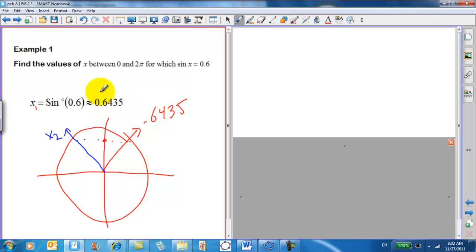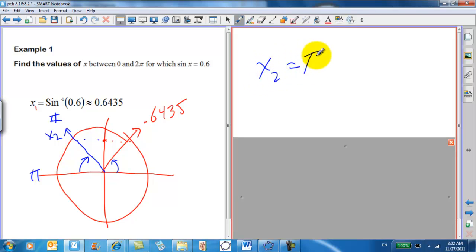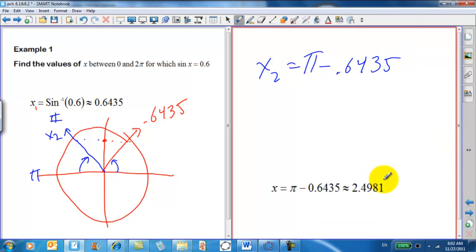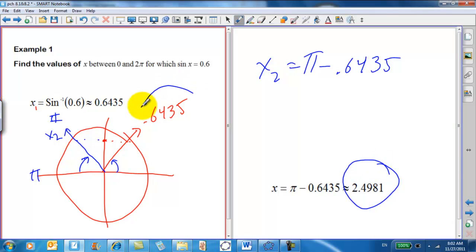Well, we can think of what the calculator gave us as the working angle here, and so that same working angle, or reference angle, is going to be used to create the angle in the second quadrant. So we're going to have to back up from pi. So our x2 answer is going to be pi minus the 0.6435. And that's where we get our other answer from, 2.4981. So notice two answers between 0 and 2 pi for that one.